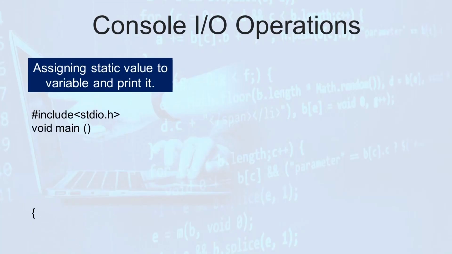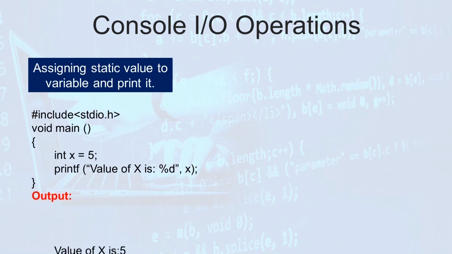Now let us try to understand console input output operations. There are two ways to get values. Either you assign a static value to a variable and print it. For example, here I declare one variable, integer x is equal to 5. When I write printf and value of x is %d and then comma and then the variable name, the output will be value of x is 5, since we have initialized the value to 5.